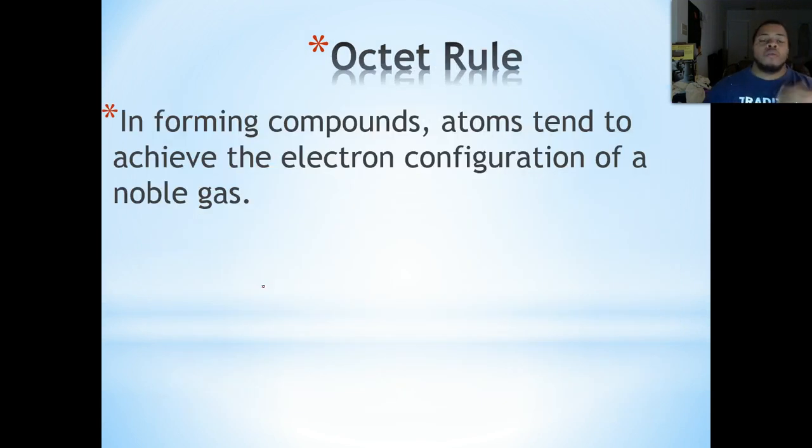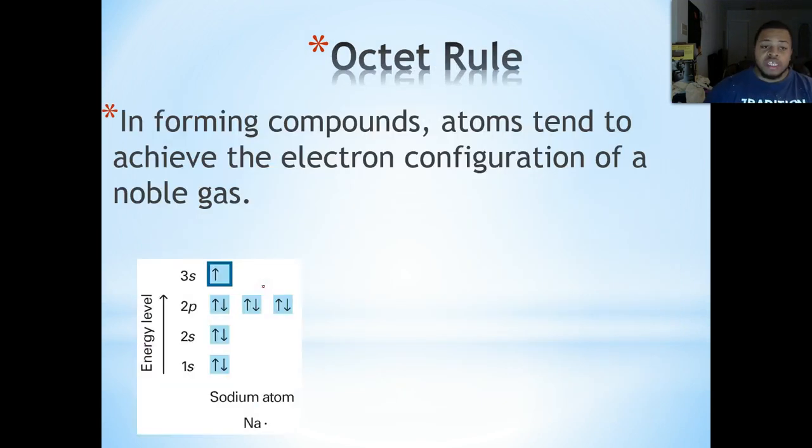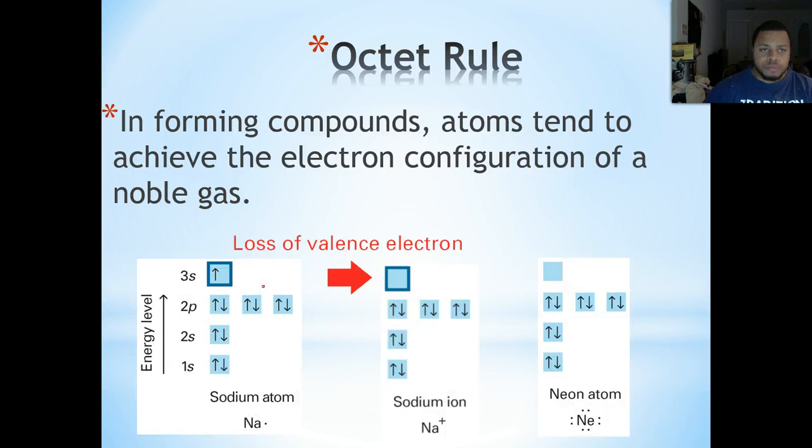Now, one of the things that helps to govern this is what we call the octet rule. In forming compounds, atoms are going to want to basically be like the noble gases. The noble gases have, for each situation, their s and p orbitals completely filled. This is what we talk about when we talk about octet. Why? Because these are the ones that primarily participate in bonding.